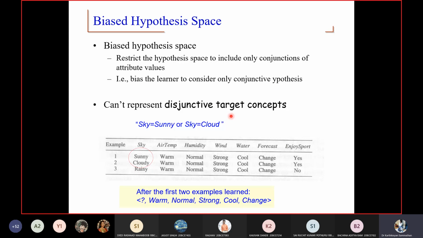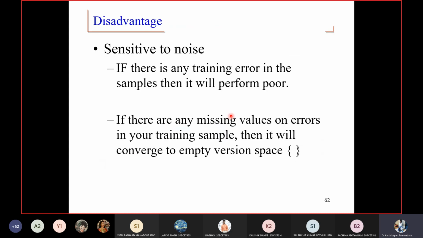So the disadvantage of this candidate elimination algorithm is that it is very sensitive to noise, meaning if there are any training errors in the samples, then it will give very poor results. So there should not be any error in the hypothesis, whatever we are taking for instance 1 and 2.